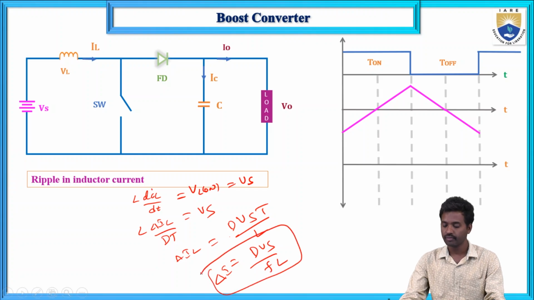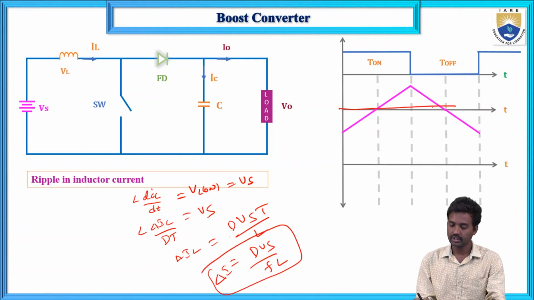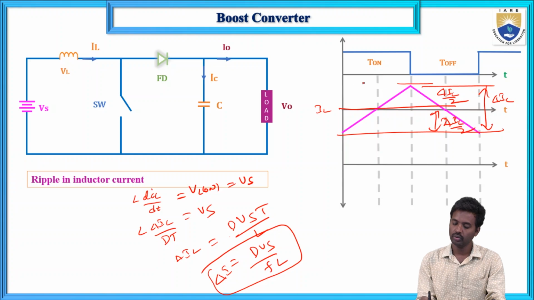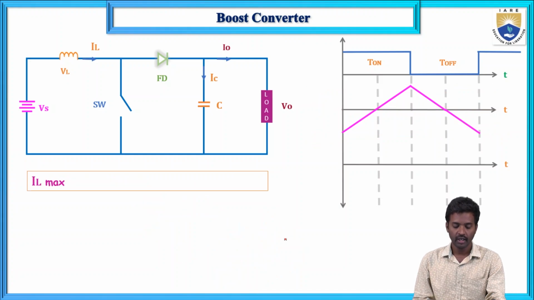Ripple in the inductor current IL: this one is del IL by 2, and this one is del IL by 2, and this is IL minimum and this is IL maximum. So this is the formula, D into Vs by F into L, for the ripple in the inductor current. And next, what about this one?